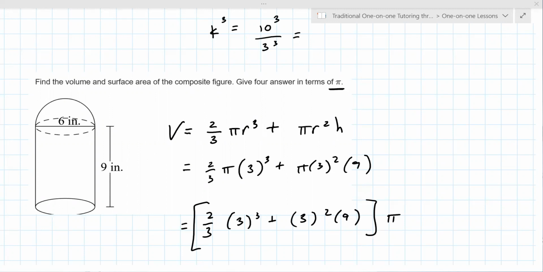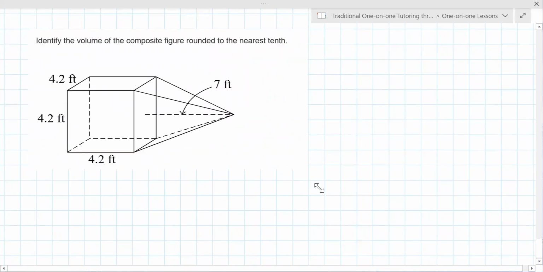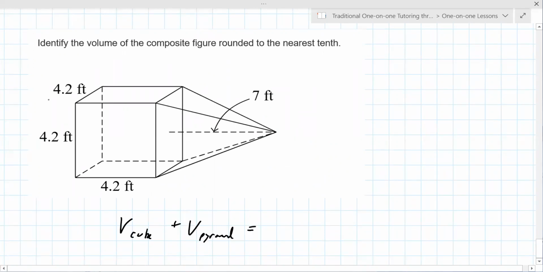So first question here. We've already done one like it today. You've got to find the volume of this thing. So you've got to find the volume of the cube plus the volume of the pyramid. So what's the volume of the cube? Base times height times length. So it's 4.2 times 4.2 times 4.2, which we can write as 4.2 cubed.